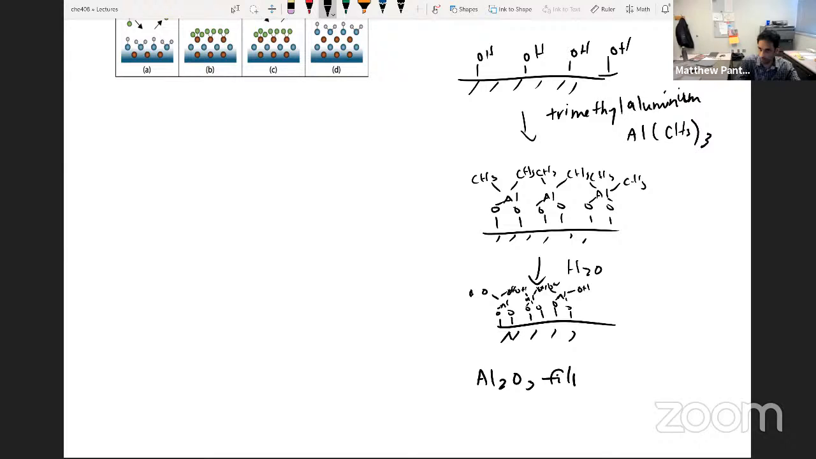Which is a very valuable material because it is a very good barrier to many materials. Stuff diffuses through it very slowly. So people really like coating things with alumina because it has really great chemical passivation properties.